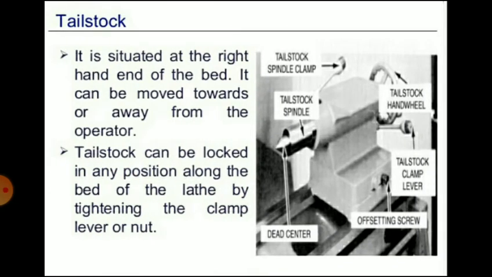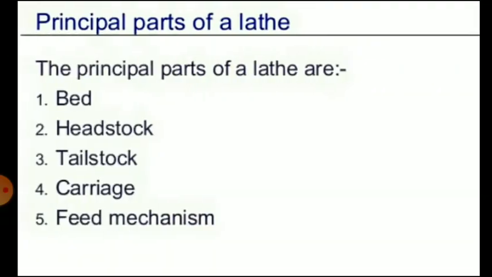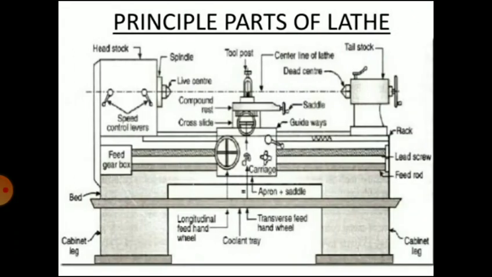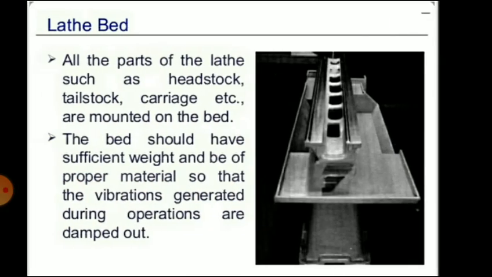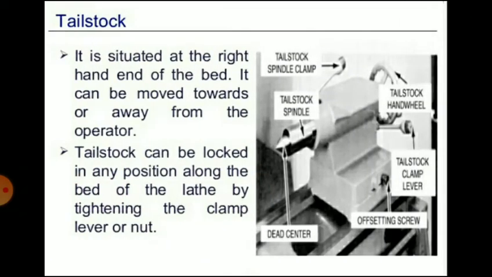Then the tailstock. You can see in the main block diagram, at the right hand side, the tailstock. It is situated at the right hand end of the bed. It can be moved towards or away from the operator. The tailstock can be locked in any position along the bed of the lathe by tightening the clamp lever or nut. The tailstock is located on the inner wedge at the right hand end of the bed.